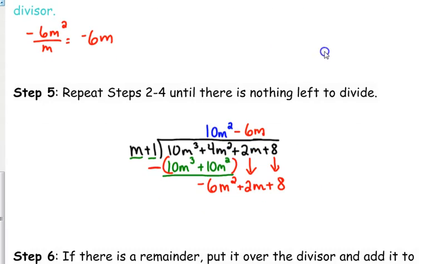Okay, and then we keep repeating those steps until we are finished and we can't divide anymore. Yes, ma'am. Because you always divide by the first term of the divisor. Yeah. Every time it's the first term of the divisor. Okay. So now we multiply. Negative 6m times m is negative 6m squared. Negative 6m times 1 is negative 6m.